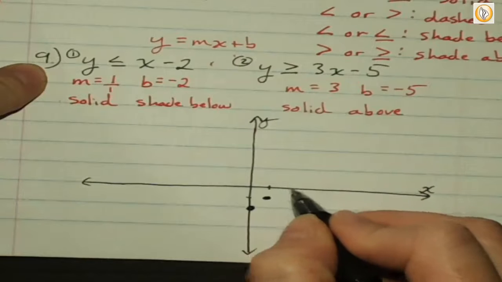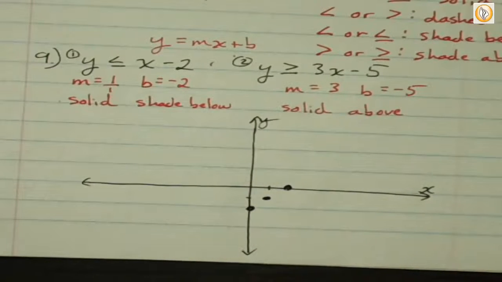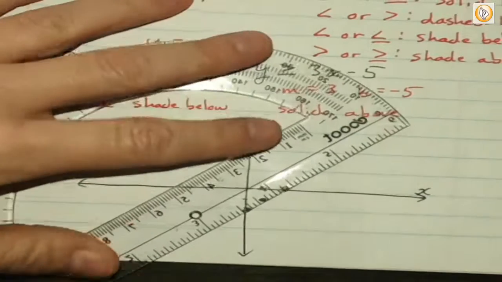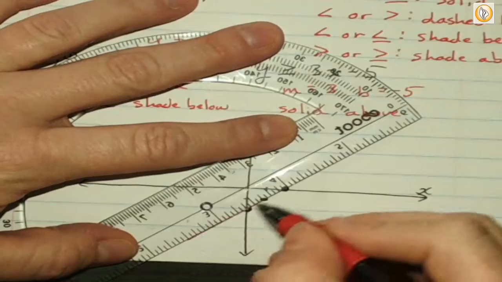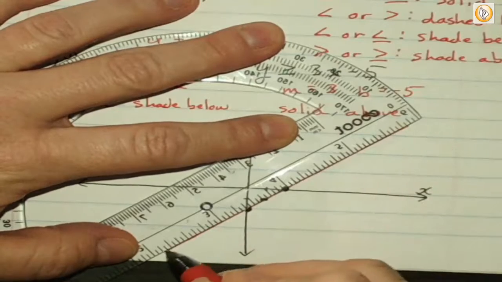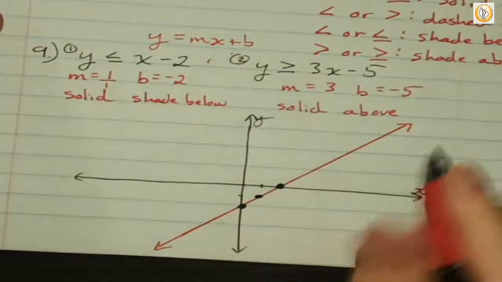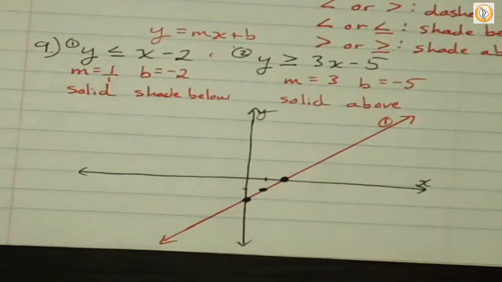Up 1, over 1. Now, we decided that this is a solid line. So I'm going to go ahead and draw my solid line. This is line 1. Are y'all with me so far? Yep.